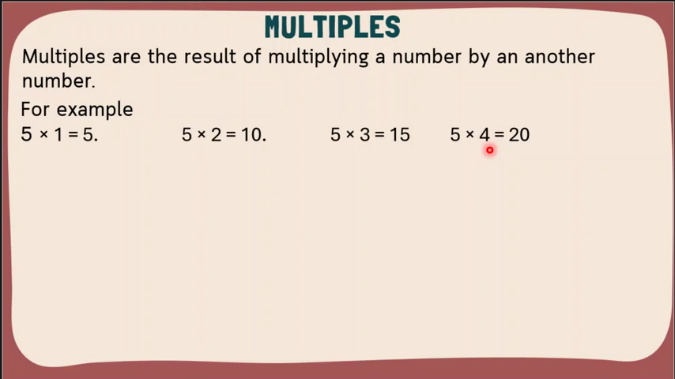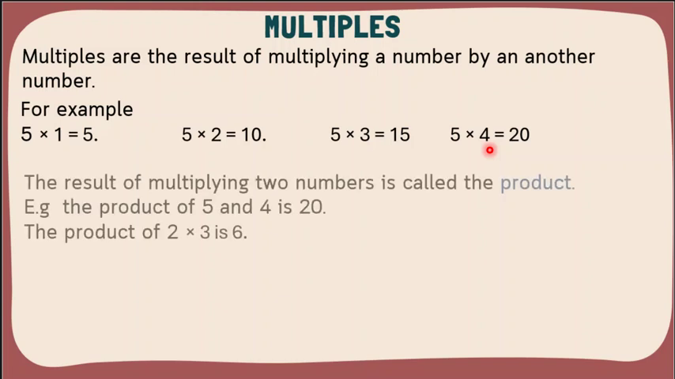If we multiply one number by another, the result is also termed as the product. So the product of 5 and 4 means when we multiply 5 by 4, and in this case that is 20. The product of 2 times 3 is 6. So 6 is the product of 2 times 3.